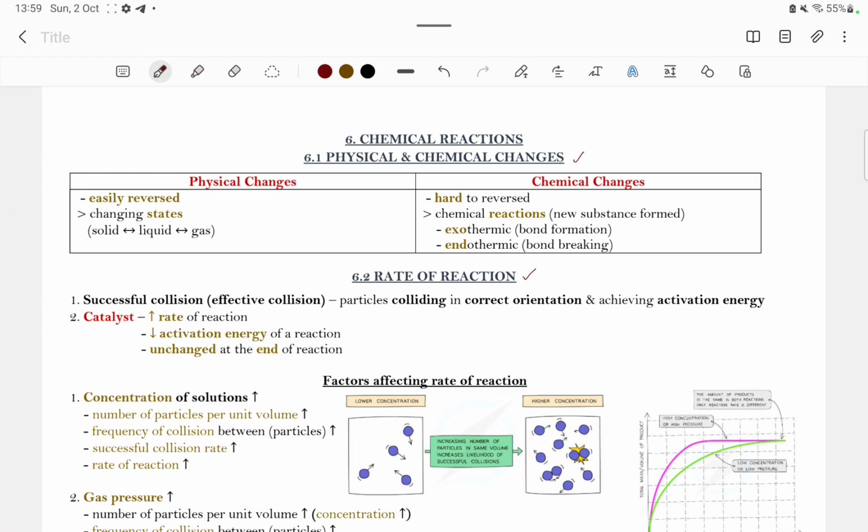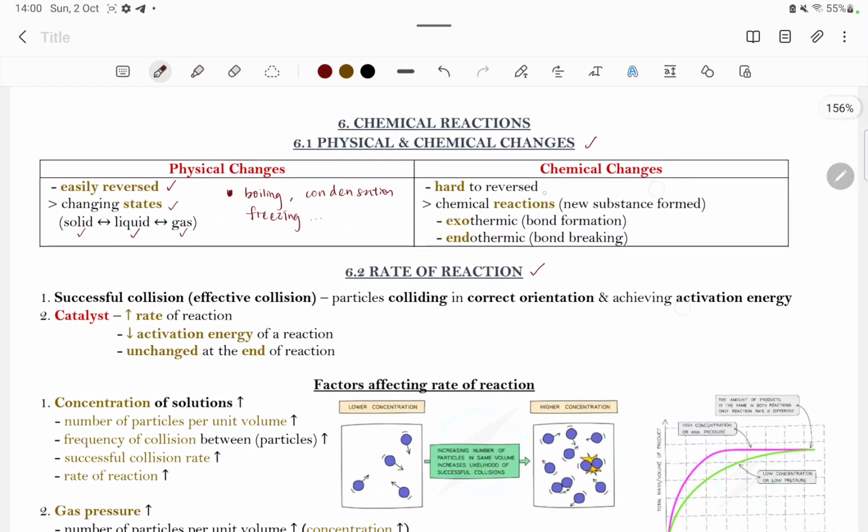6.1, all you have to know is physical and chemical changes. Physical changes is actually change of the states of matter, be it solid, liquid or gas. Physical changes, for example, you have boiling, condensation, freezing and so on. These physical changes can be easily reversed. We can go from solid to liquid and then straight away go back to solid also. This is why we say it is easily reversed. Chemical changes, it is hard to reverse.